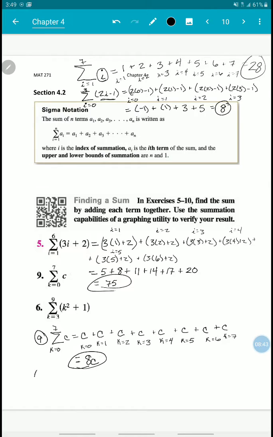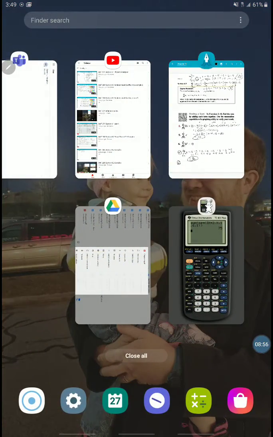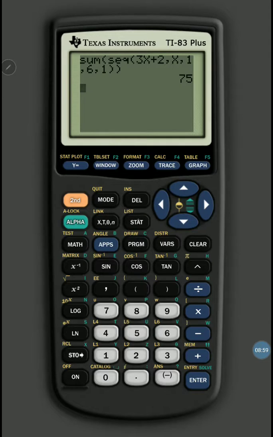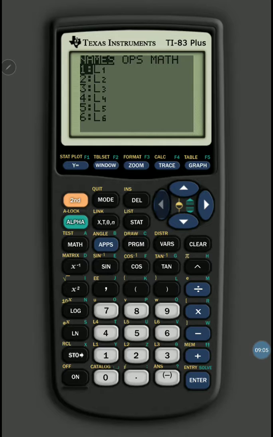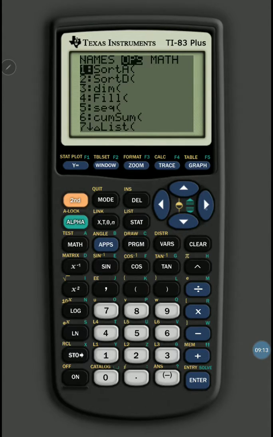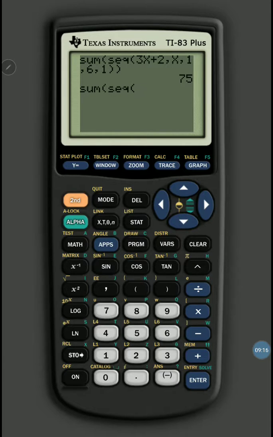Let's look at number 6. So number 6, we're starting with 3 and we're going up to 9. Let's do this guy in the calculator. So our expression is k squared plus 1. We're going to go to second stat. Go over to math. We want to do the sum. That's option 5. Second stat, ops, sequence. Our sequence is k squared plus 1.